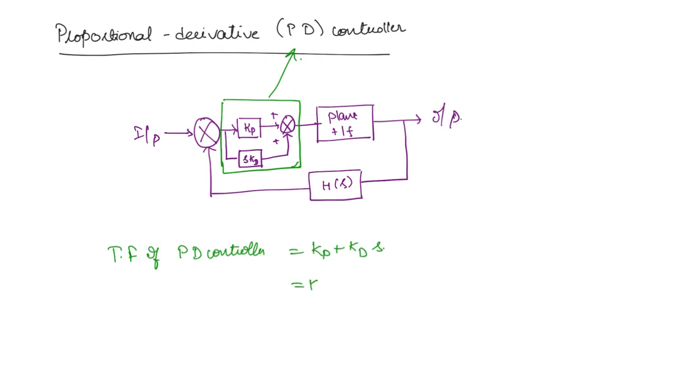So this you can write as Kp into (1 plus Kd by Kp into s). That is the time constant form, 1 plus Ts. So you can see here that the PD controller has a zero at s equal to minus Kp by Kd. Does it have any poles? No, it doesn't have any pole.